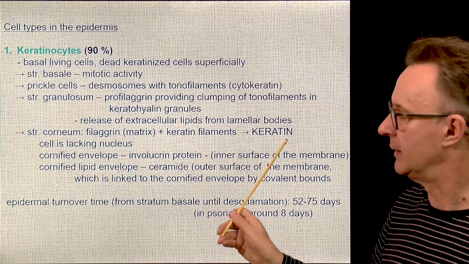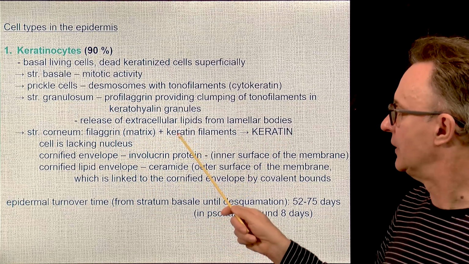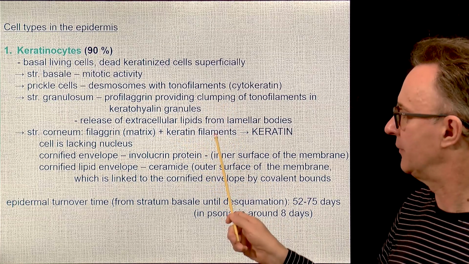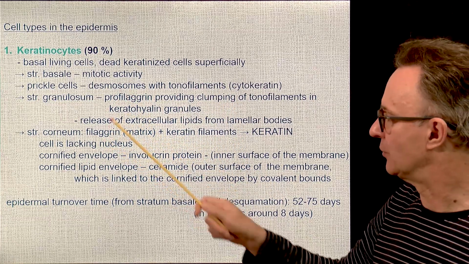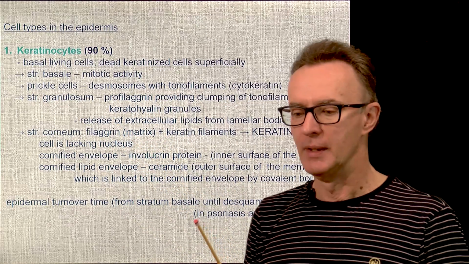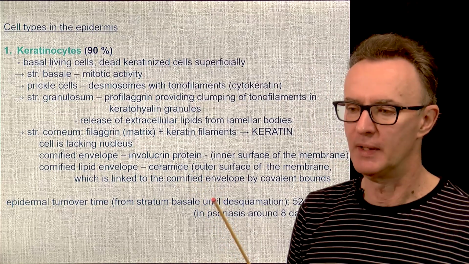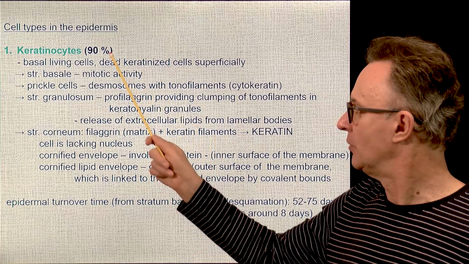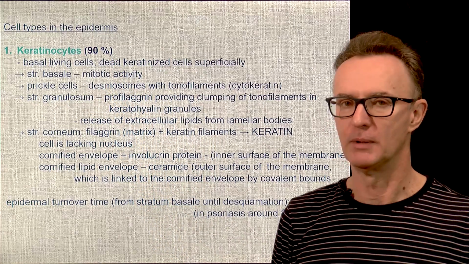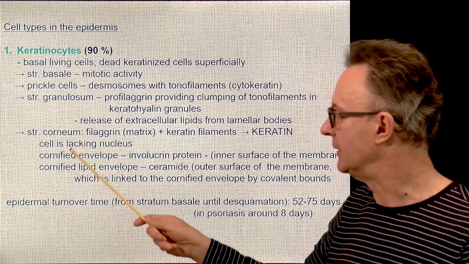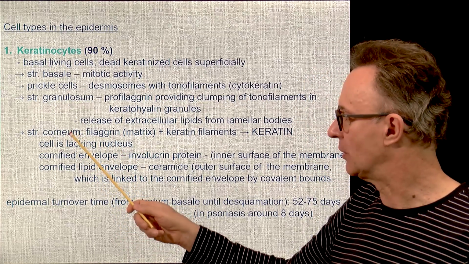And here you see the synthesis of the keratin, which has two components, the tonofilaments transformed into keratin filaments and the profilaggrin into filaggrin. These two together form the keratin. So in the epidermis, we have a significant synthesis of the keratin from the bottom to the uppermost cells, and at the same time the cell will die, and in the stratum corneum we don't have any more living cells.